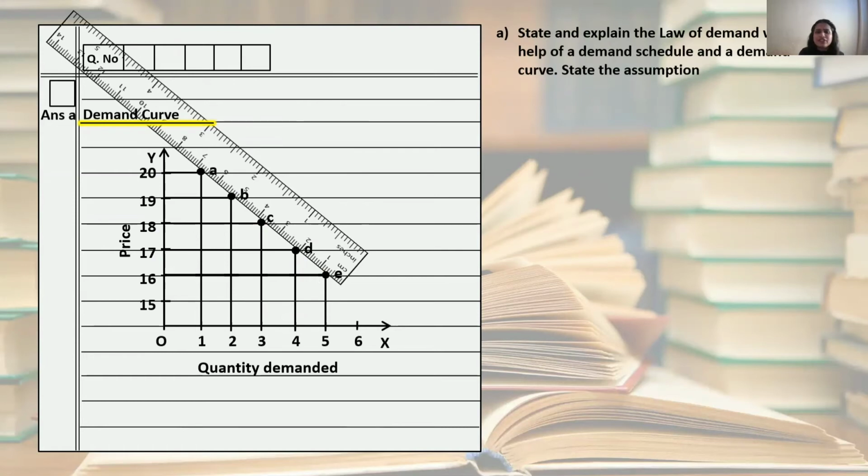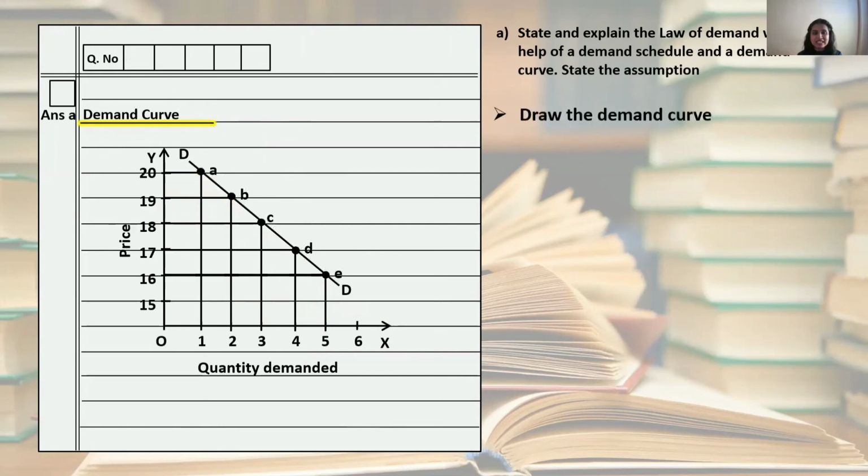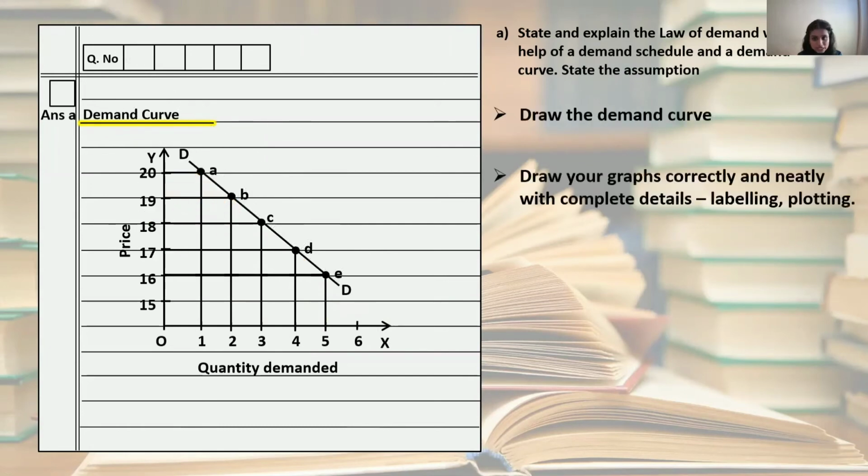Again, if in your schedule you have only written 4 quantities and prices, you will get 4 points of equilibrium. Whatever it is, you will get these points of equilibrium. Once you get these, you have to take a scale and join the points. Once you join the points, you will get a demand curve and you will name that as DD. So DD is a demand curve.